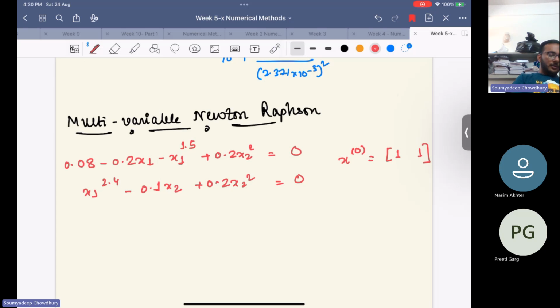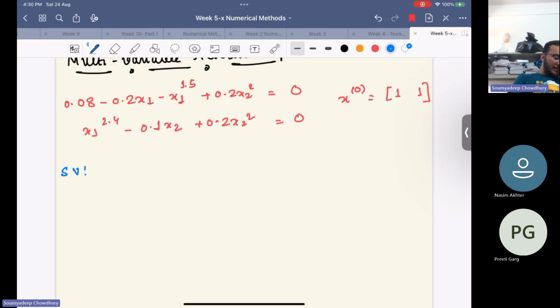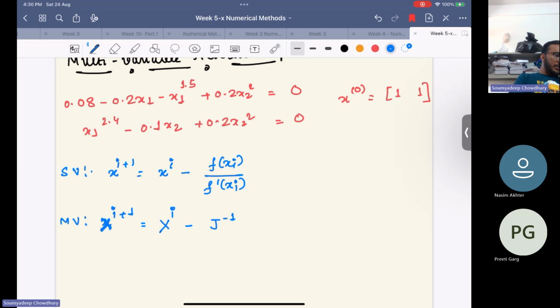Now, just recall what I had described for the single variable case. For the single variable case, what was x of i plus 1? It was basically xi minus f of xi by f dash xi, right? So for the multivariable case, these are all vectors. Here in the multivariable case, this is a column vector x of i minus Jacobian inverse of xi into f of xi.